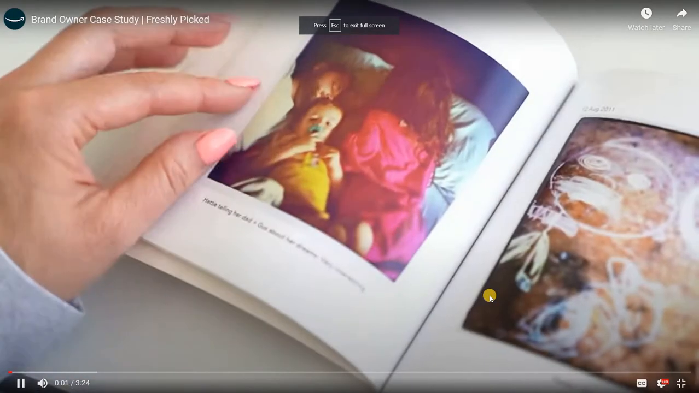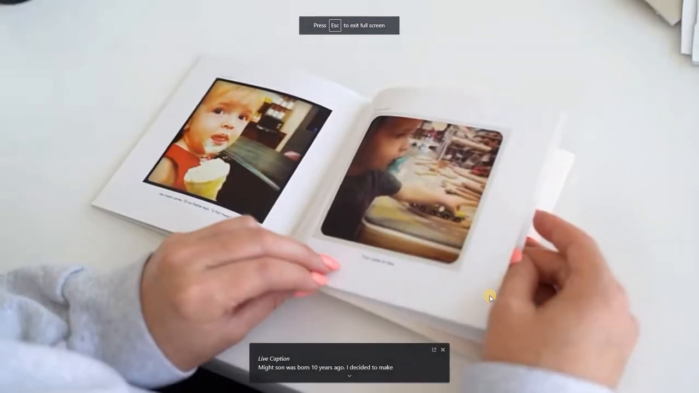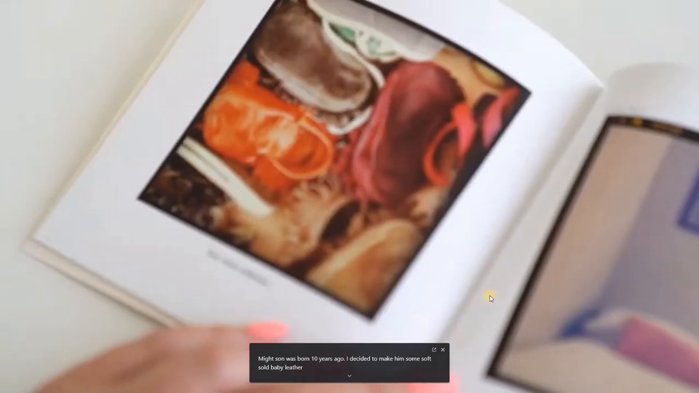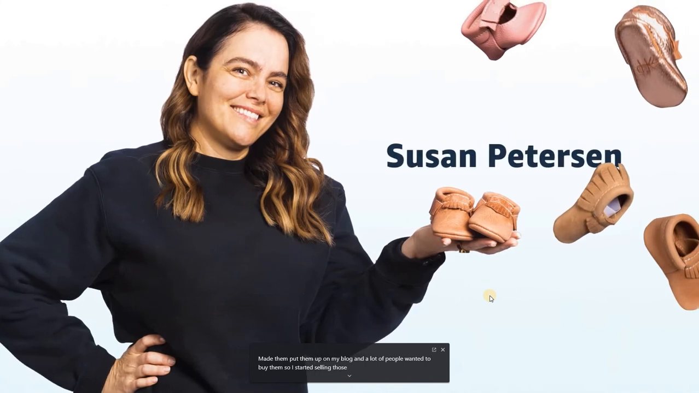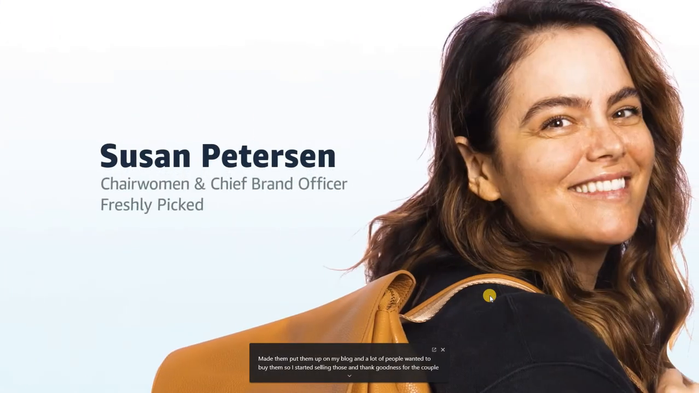When my son was born 10 years ago, I decided to make him some soft-soled baby leather moccasins, really with not the intent to sell them. Made them, put them up on my blog, and a lot of people wanted to buy them, so I started selling those. And thank goodness for the couple people that bought my first things, because they were terrible.